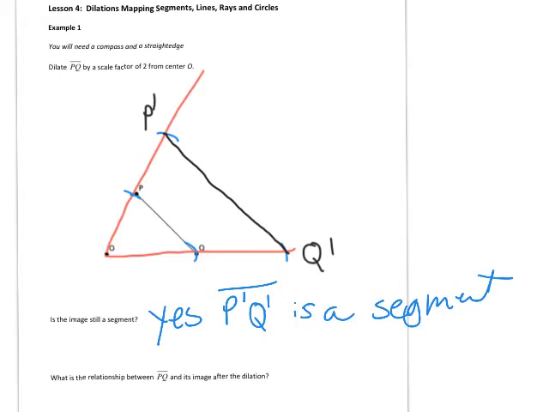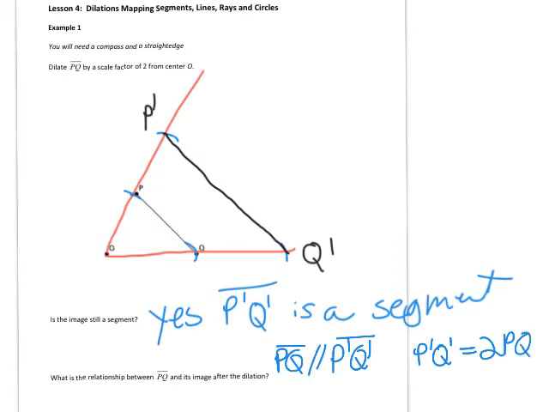What's the relationship between PQ and its image after the dilation? Well, we should pick out two things. First of all, if you look, the two lines are going to be parallel. So PQ is going to be parallel to P prime Q prime. And then what do you think about their lengths? If you measure with a compass, if I scaled it by a factor of 2, that means my image, P prime Q prime, is going to be double my original. So those are the two things you should pick out by dilating a segment.